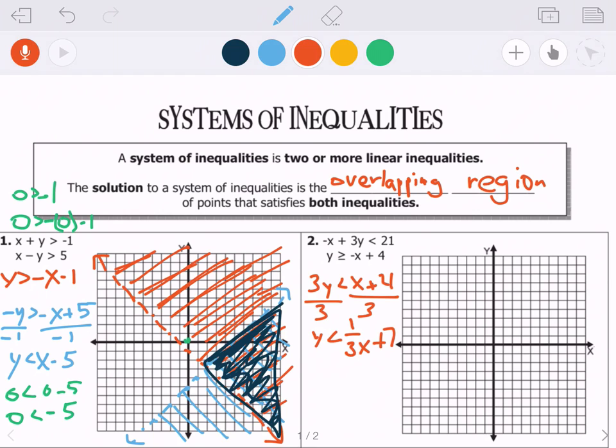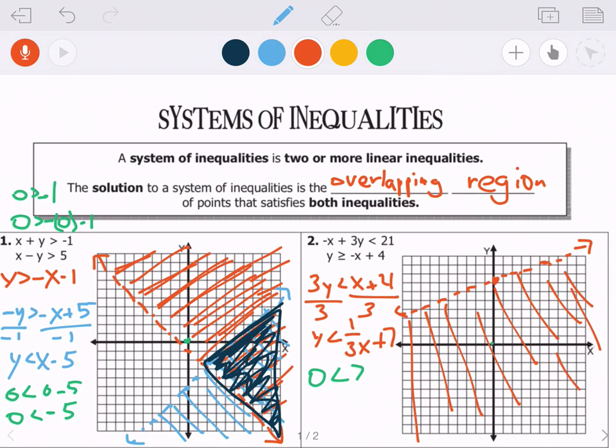I'm going to graph it. And again, this is going to have a dashed line. I'm going to do my best here. So when I plug in a test point, I'm going to use 0, 0 again. So 0 is less than 1/3 times 0, which is just 0, so 0 is less than 7. That is true. So 0, 0 is a solution.